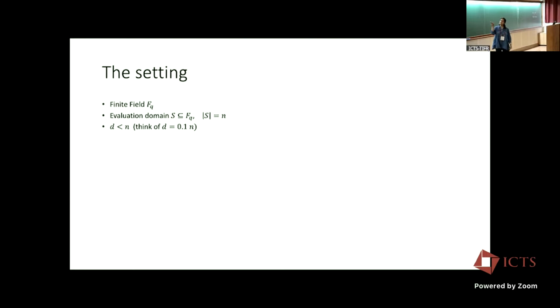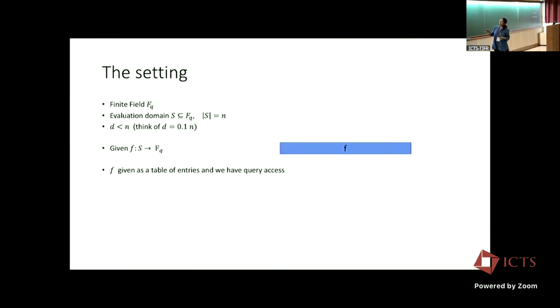Okay, so the setting is the following. There's some underlying finite field, F_q, and there's some subset of the field. Let's fix some subset of size n, and let's think of d being some parameter less than n. Think of it as 0.1n. This is going to be the degree of the underlying Reed-Solomon code. So you have this domain of size n, and let's imagine that there's some function written on this domain. So at every point of the domain, you have some element of F_q written.